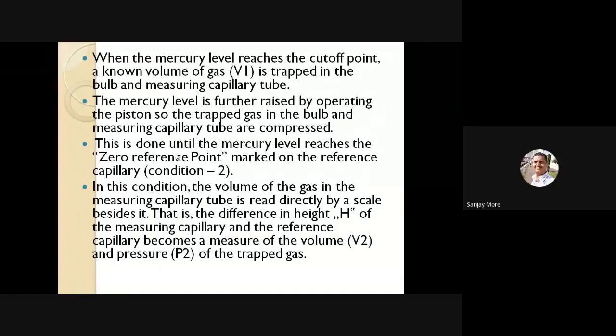This is done until the mercury level reaches the zero reference point marked on the reference capillary, condition 2. In this condition, the volume of gas in the measuring capillary tube is read directly by the scale beside it. The difference of height, capital H, of the measuring capillary and the reference capillary becomes a measure of volume V2 and pressure P2 of the trapped gas here.